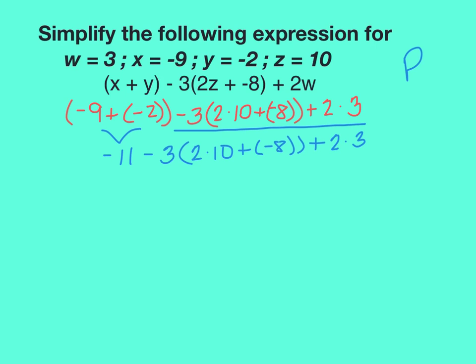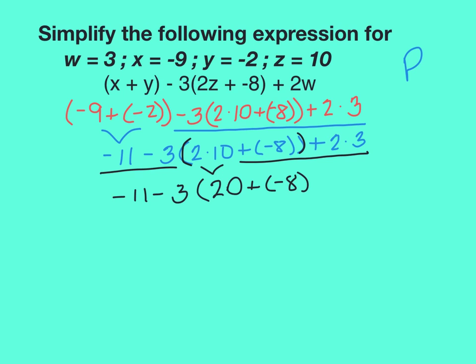Now, moving right along, still inside the parentheses, inside the next set of parentheses here, I've got multiplication and addition. I know I need to do that multiplication first. Underline everything else that I'm not doing anything to right now. 2 times 10 is 20. And bring everything else down. Still inside the parentheses. That's the last thing I have here.